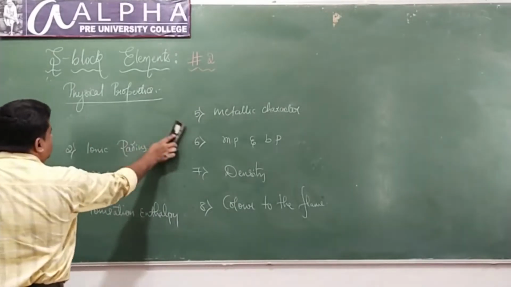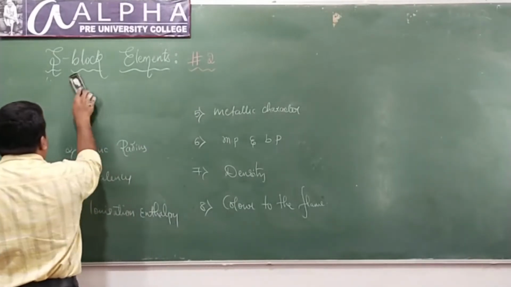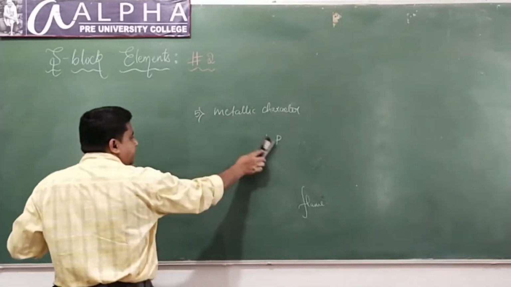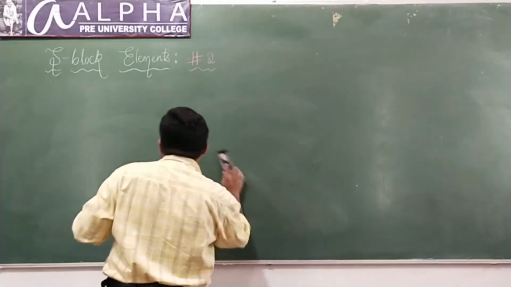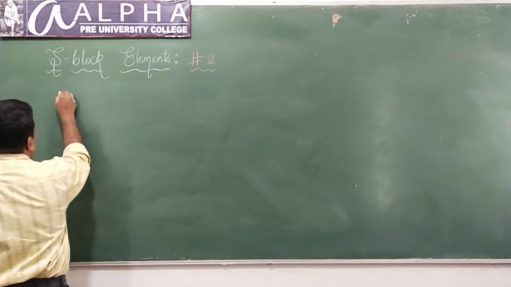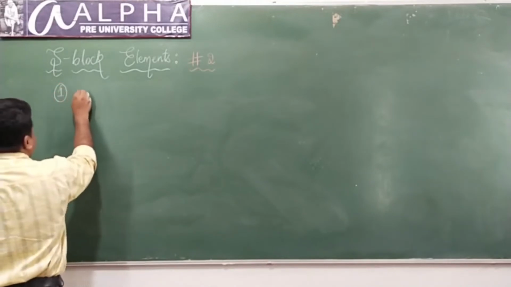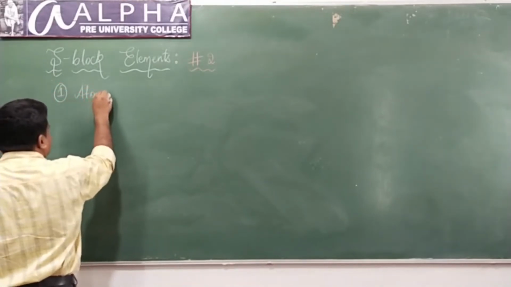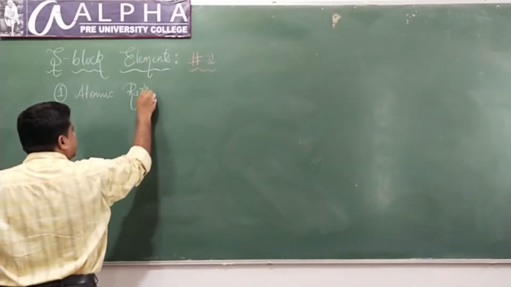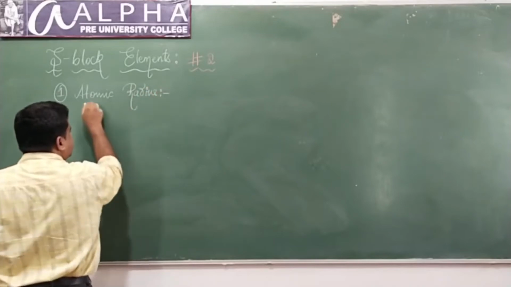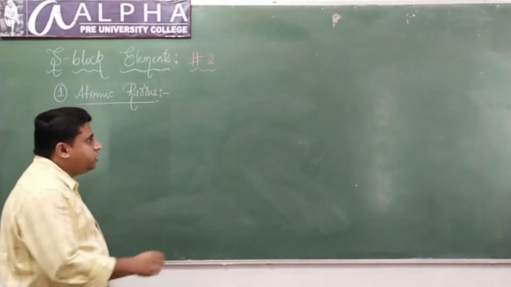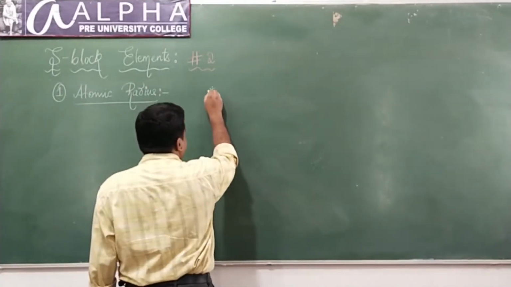Yes. So we have studied about the variation of atomic radius along the period and down the group, isn't it? So first physical property, what is it? Atomic radius. How does atomic radius vary along the period and down the group? We know this very well.